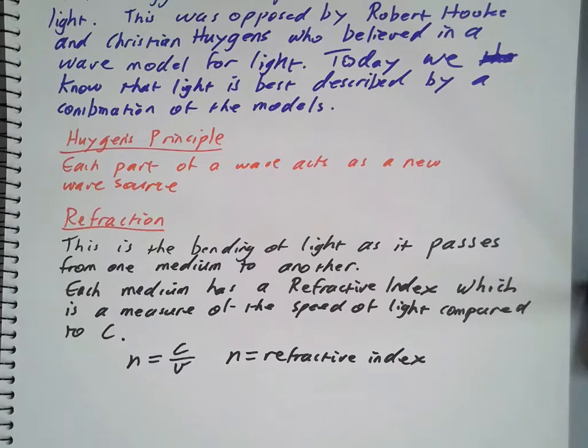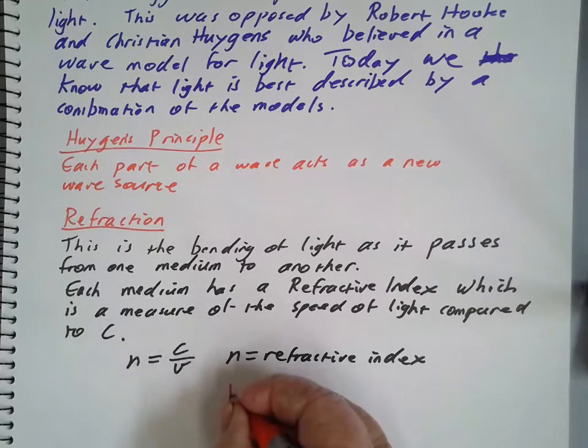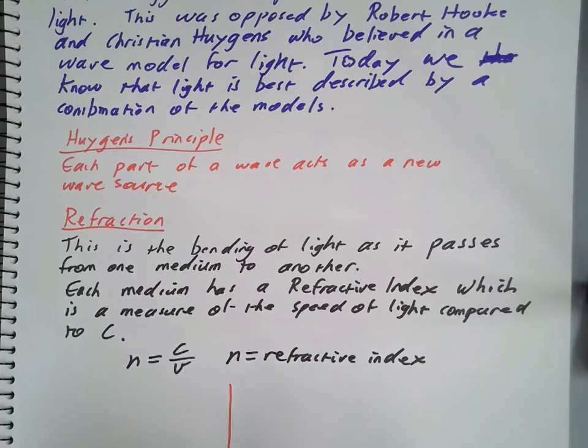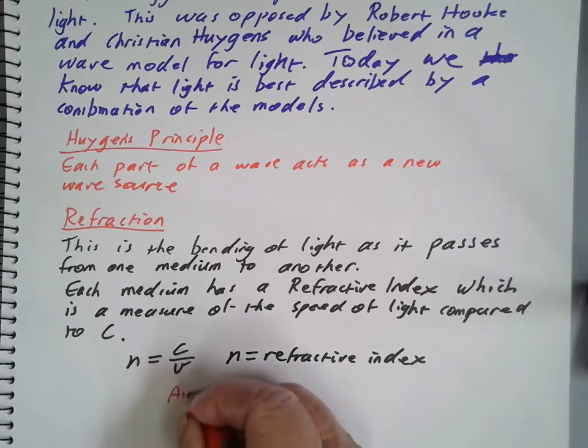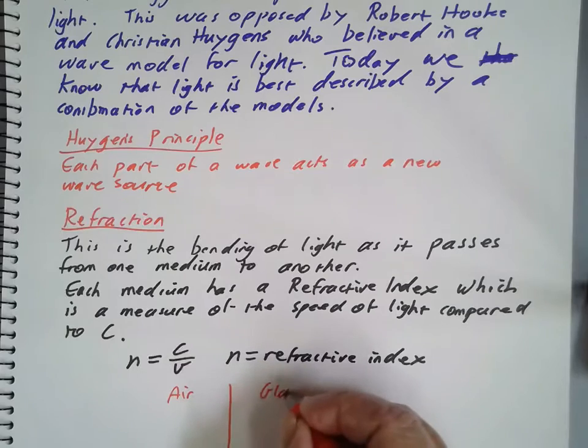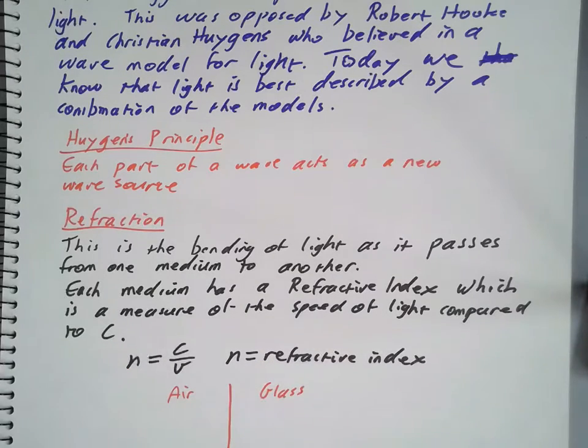Right, diagrams. There's some edges and surfaces and all sorts of stuff. So, air one side, glass the other side. Everything is measured from a thing we call the normal. And we know what a normal is, because a normal is at right angles. Everything is measured from the normal, not from the surface.